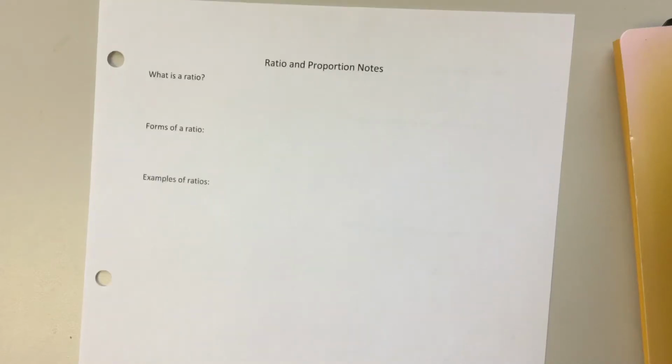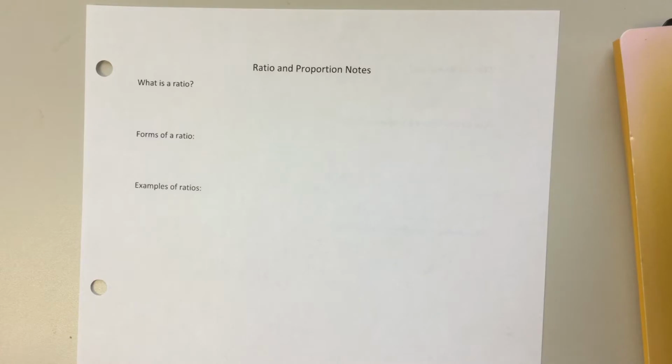All right, so the new material we covered today in class, these are your ratio and proportion notes. You should be able to print these off of Blackboard. You're going to go to daily content on Blackboard, and then you're going to find day 1. This will have all the stuff that you need.